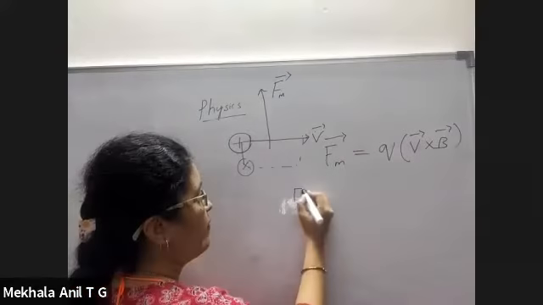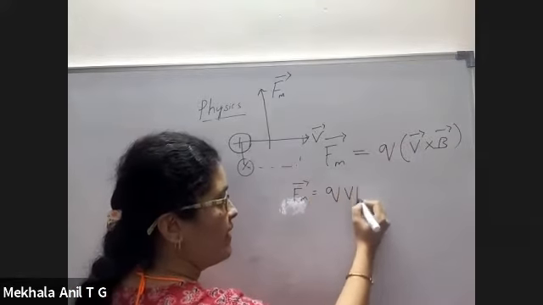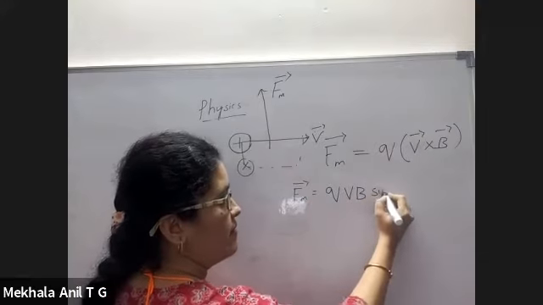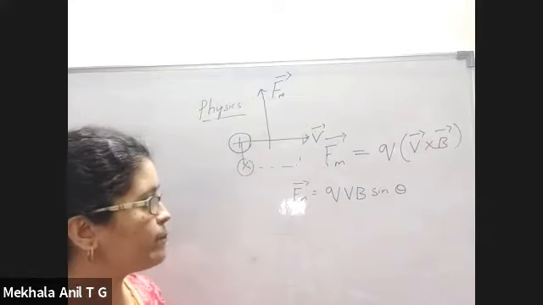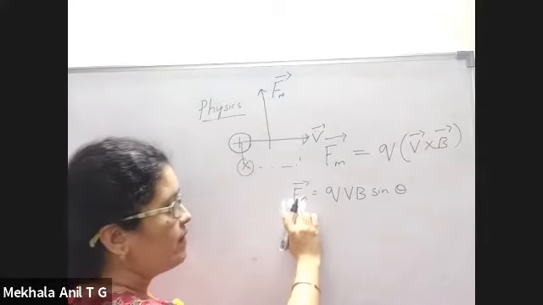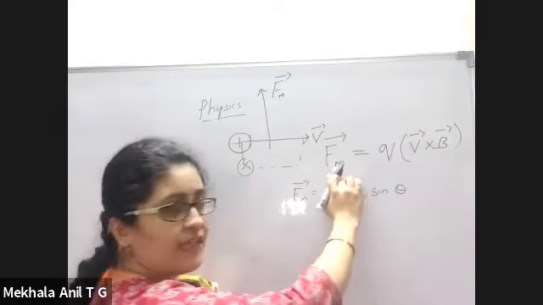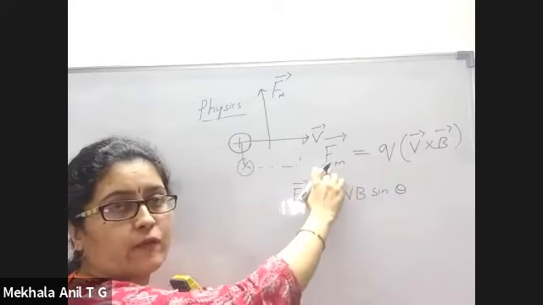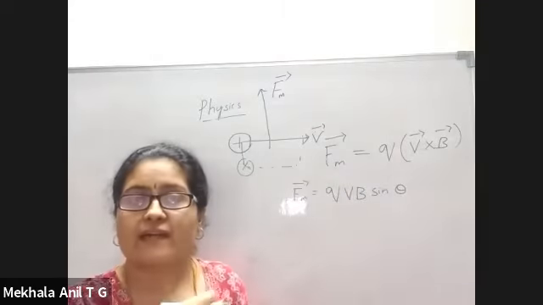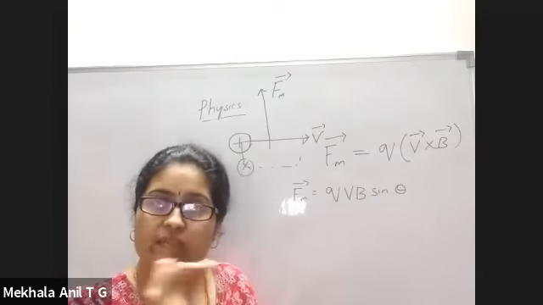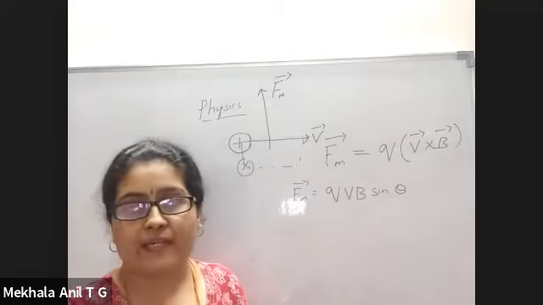Therefore, Fm is equal to QVB sine theta. V cross B is VB sine theta. So here you must see that the direction of the force will always be perpendicular to the plane containing the velocity of the charged particle and the magnetic field.